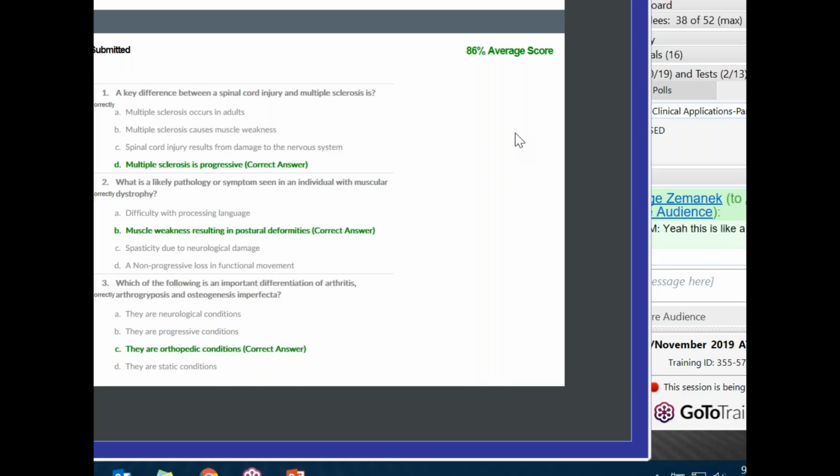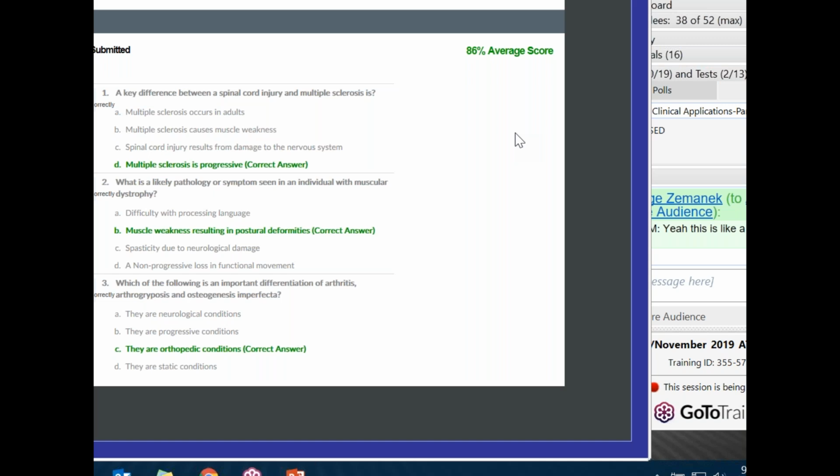So a key difference between a spinal cord injury and multiple sclerosis, the correct answer is that multiple sclerosis is progressive. So this is where some of the tips for test taking come in. Key difference between spinal cord injury and multiple sclerosis: read each of the answers. Multiple sclerosis occurs in adults. Well, it could, but it doesn't have to. Multiple sclerosis causes muscle weakness. Well, it probably could. Spinal cord injury results from damage to the nervous system. No, it's not the nervous system, it's the cord.